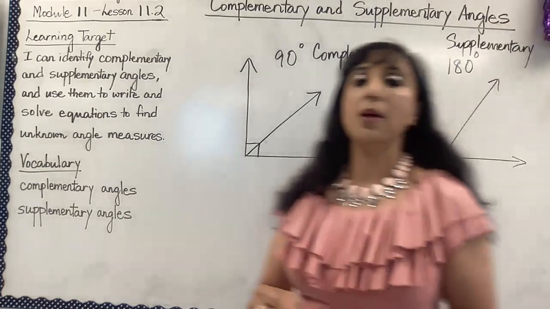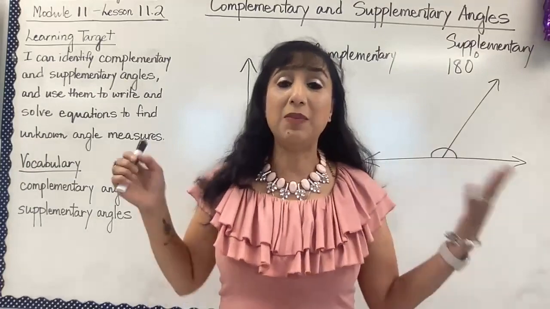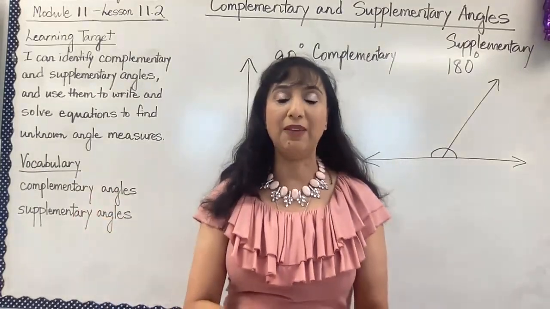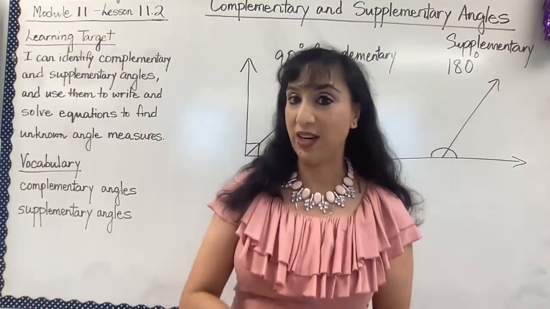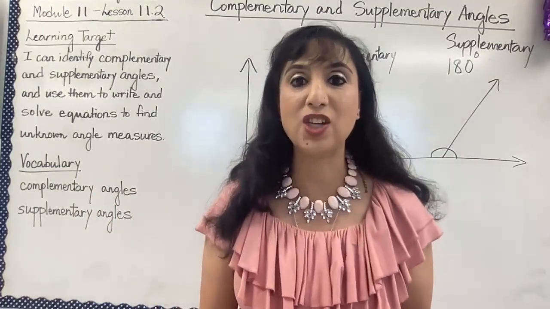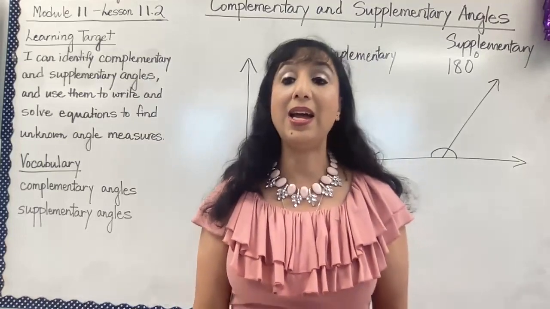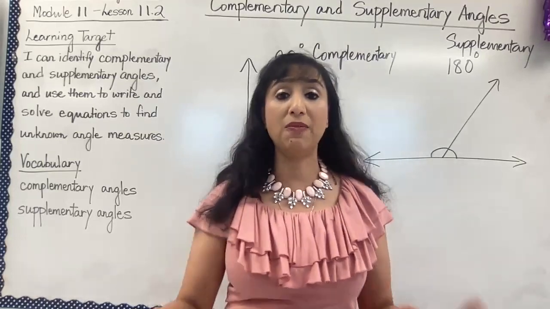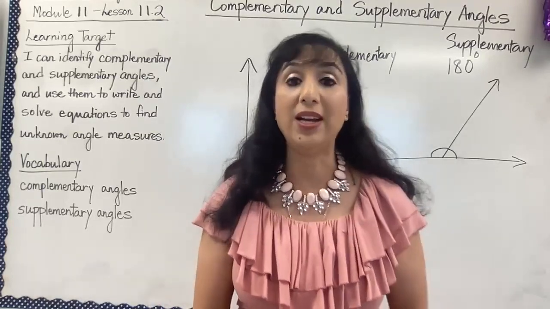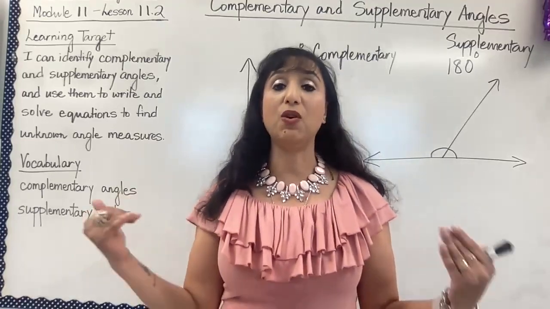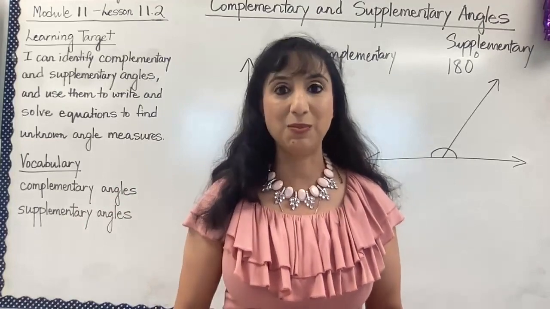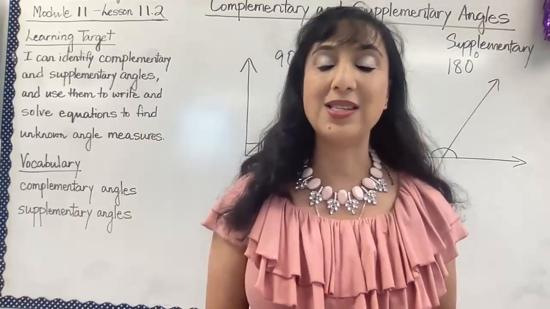Okay, so please remember again, I think the best way to remember is in the alphabet, C comes before S. So 90 degrees comes before 180. So 90 degrees is complementary angles and 180 degrees, the sum of two angles equaling 180 degrees, would be supplementary angles. So that is the first thing, the vocabulary for you to understand the difference between complementary and supplementary angles.